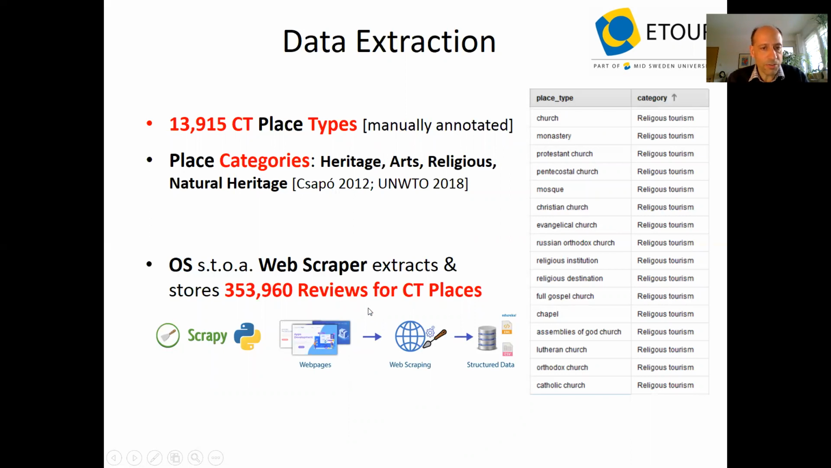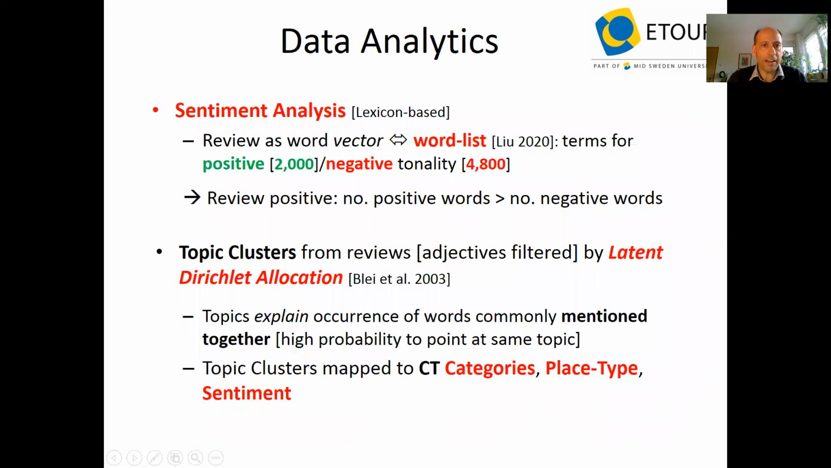When it comes to user-generated content, we applied a web scraper to finally retrieve about 350,000 review data. For the analysis of this review data, sentiment analysis was employed, a lexicon-based approach using word lists from Leo, which has positive and negative words.